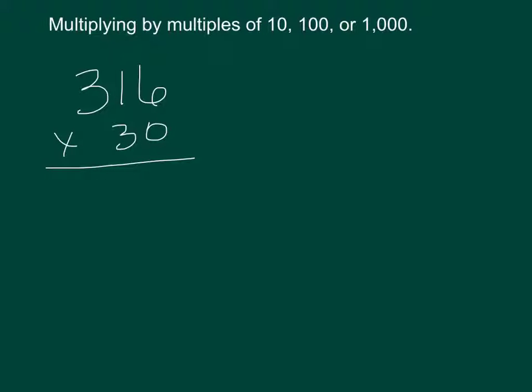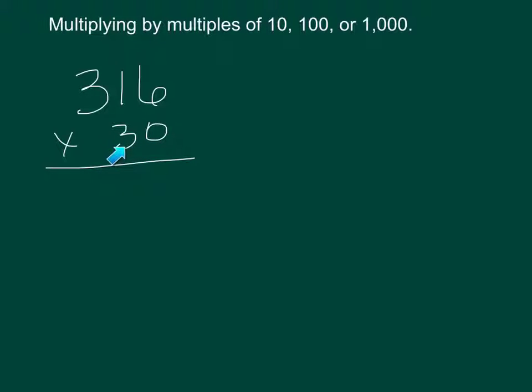Hi gang. A quick review of multiplying by multiples of 10, hundreds, or thousands. The first thing we need to recognize is what a multiple of 10 is. Now, if I were to count by tens, would I eventually land on this number? If you said yes, you would be correct.